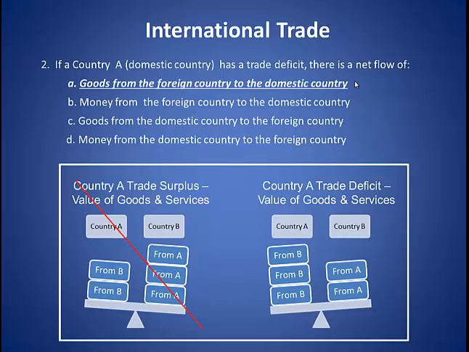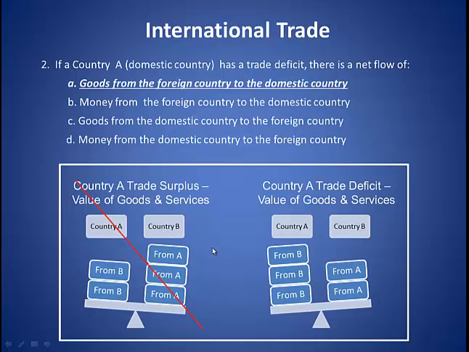We can see the illustration here over on the right-hand side. Here again, country A, the domestic country, has a trade deficit in the value of goods and services. What's happening is it's importing more goods and services from country B than it's exporting from country A. So this ends up with a trade deficit.